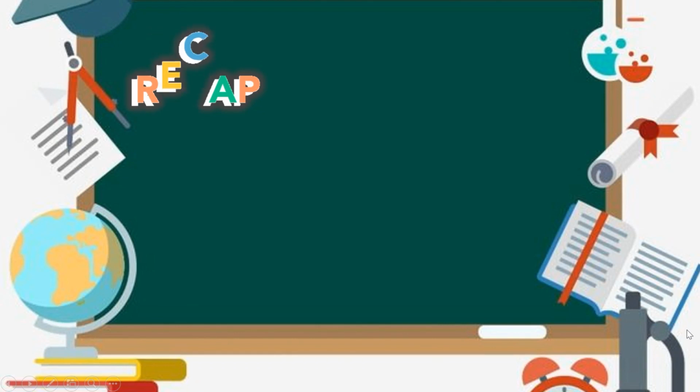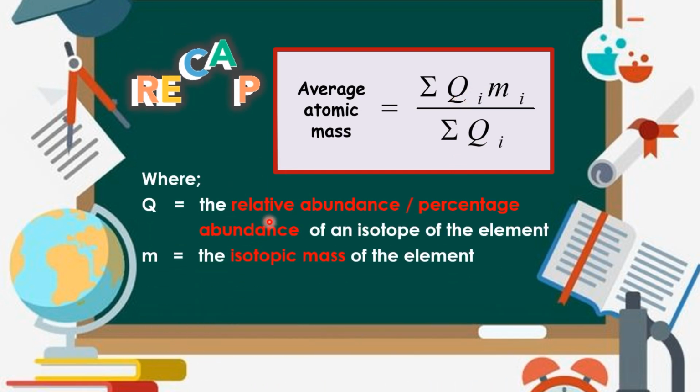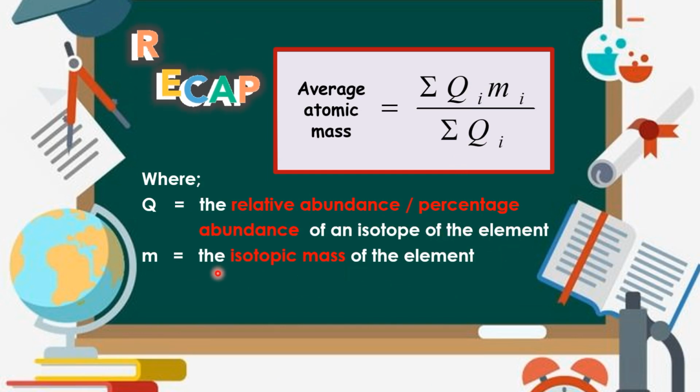We can calculate the average atomic mass by using this formula. Average atomic mass is equal to the sum of Qi times Mi over the sum of Qi. What is the meaning of Q and M? Q refers to the relative abundance or percentage abundance of an atom of the element, whereas M refers to the isotopic mass of the element.